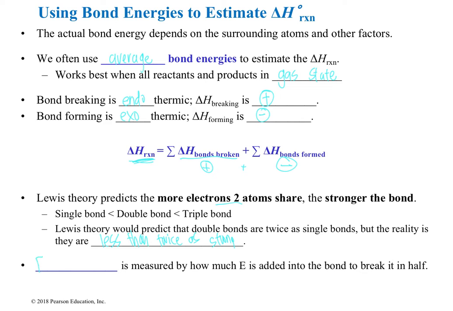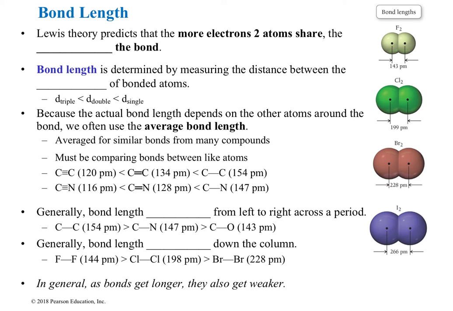And then in general, bond strength is related to that bond energy, but it's the energy it takes to break the bond completely in half. And we talked about that we know that the more electrons we share, the higher the energy. We also know that the closer they are, the stronger the energy. So if we put those two together, then we can predict that the more electrons that they share, the shorter the bond as well.